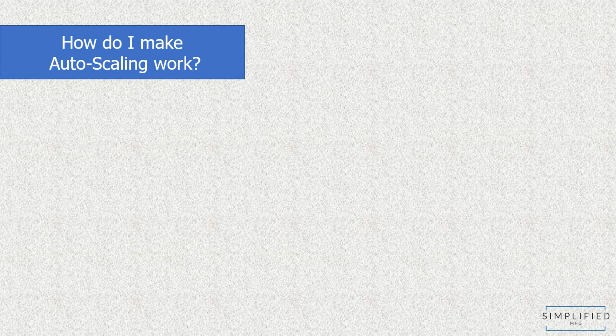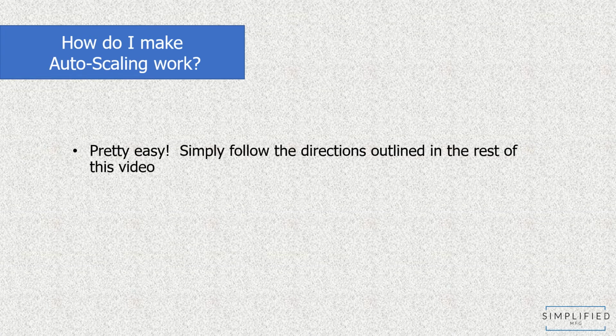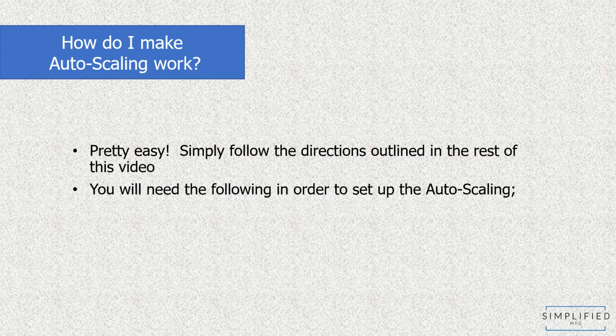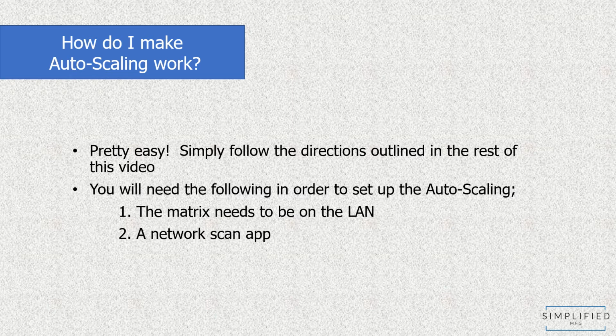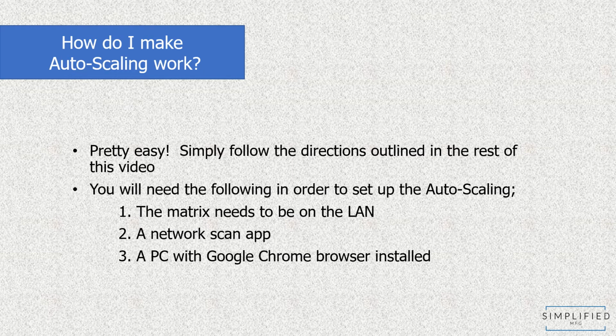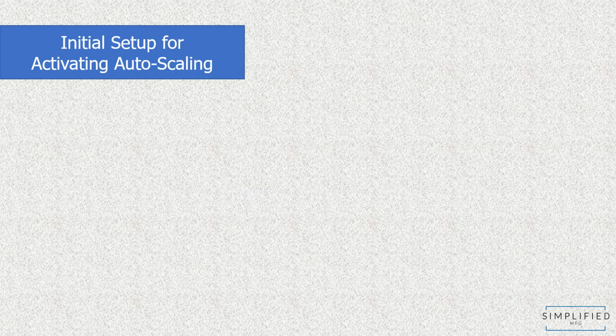So we've verified that we need it. So how do you make it work? This is very easy. Just simply follow the directions on the rest of this video. You'll need the following in order to set it up. You'll need a matrix that's connected to the LAN. You'll need a network scan app. In this case, we're using Fing. And you'll need a PC with Google Chrome browser installed or a cell phone with Google Chrome installed.